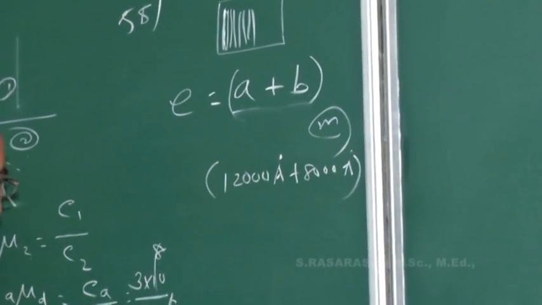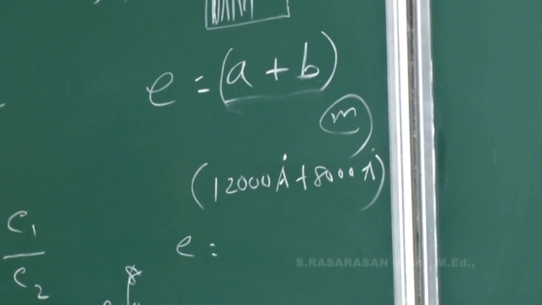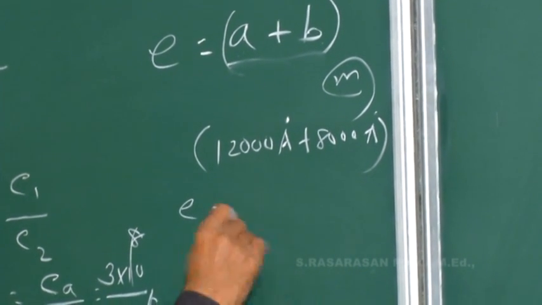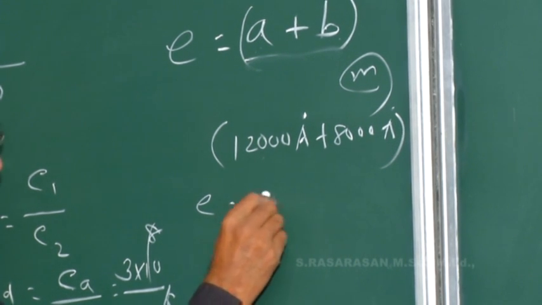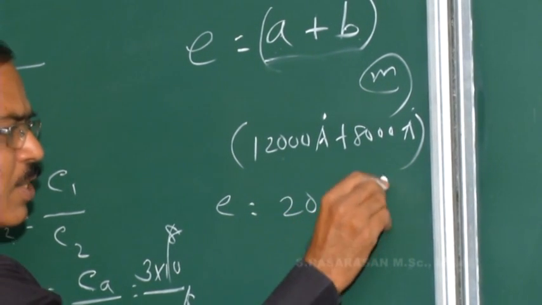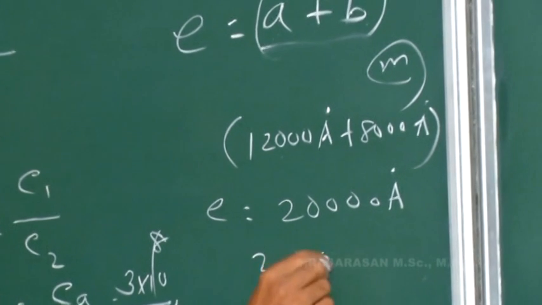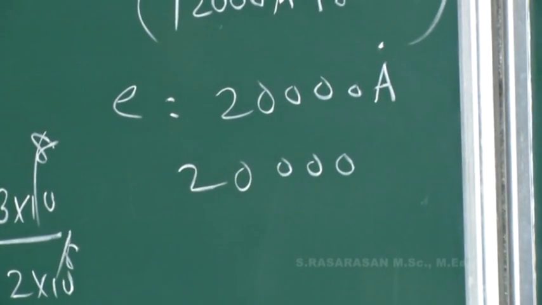அவ்வளோதான். What is grating element கேட்குறாங்க. அப்போ E is equal to A plus B. ஆட் பண்ணுங்க. 12,000 plus 8,000? 20,000 angstrom. So 20,000 angstrom இருக்குதா ஆன்சர் பாரு.